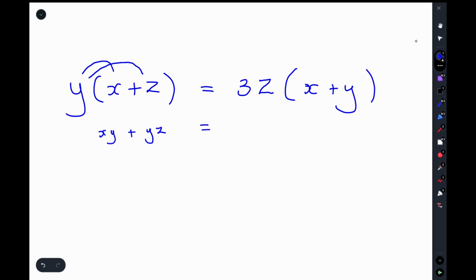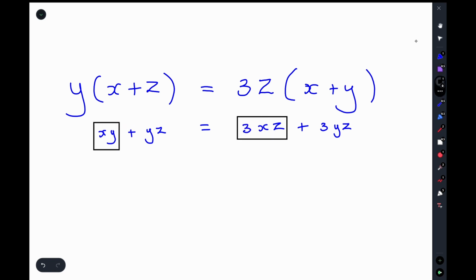On the right hand side, 3z multiplied by x will give us 3xz, and 3z multiplied by y will give us 3yz. We now have two terms that contain the term x. We have this and this. Both of these terms contain x.